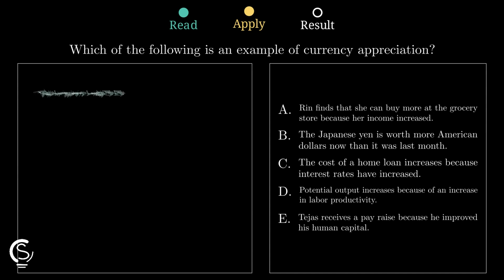Option B describes the Japanese yen becoming worth more American dollars than it was last month. This is a perfect example of a currency gaining value against another in the market.